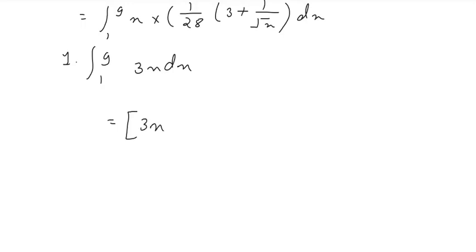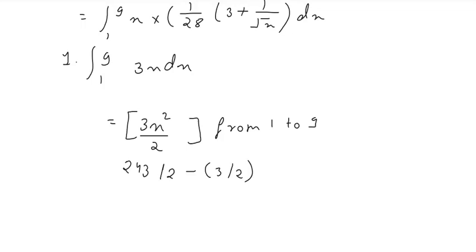3x² by 2 from 1 to 9. So we are going to put upper limit minus lower limit. So here 243 by 2 minus 3 by 2, which we are going to solve further. So we will get 240 by 2, which is equal to 120. So this is our first part.